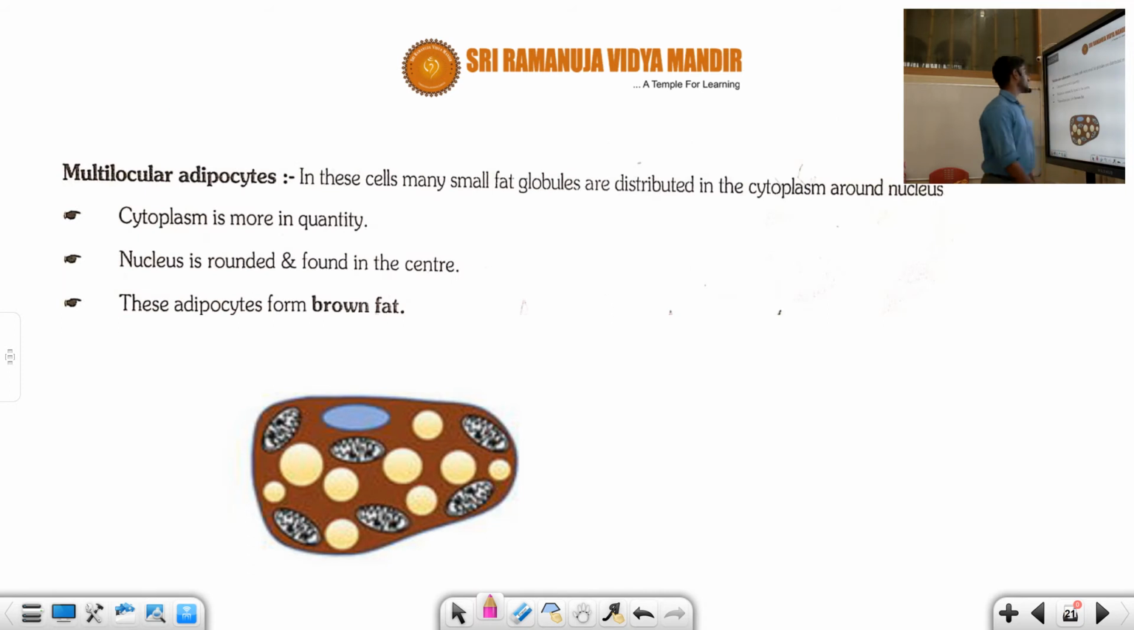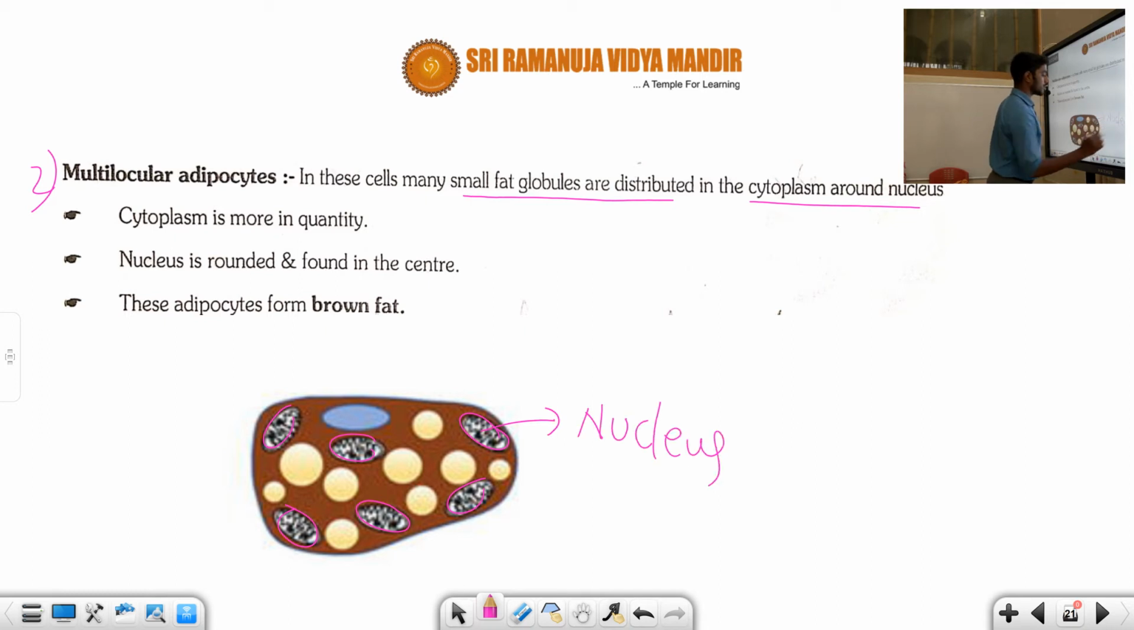Let us see the second one, multilocular adipocytes. In these cells, many small fat globules are distributed in the cytoplasm around the nucleus. Students, this is a nucleus, this is also a nucleus, and this is also a nucleus. Around the nucleus you can observe fat globules present. This one is a fat globule.